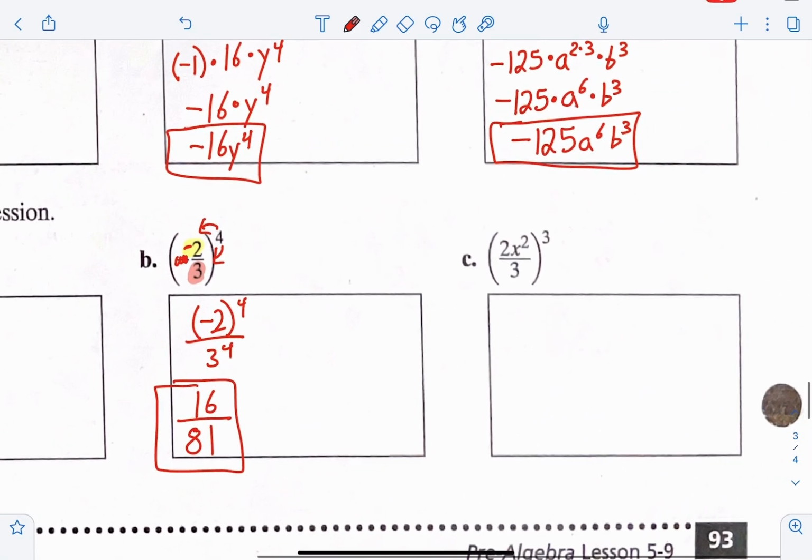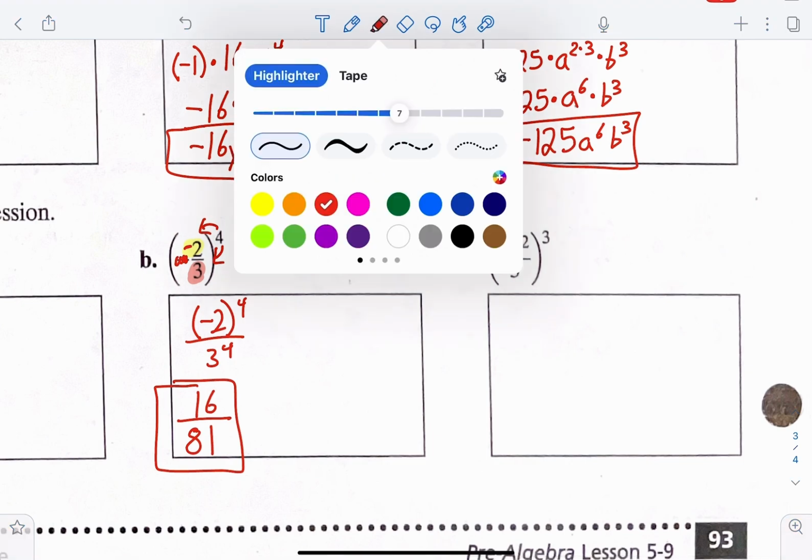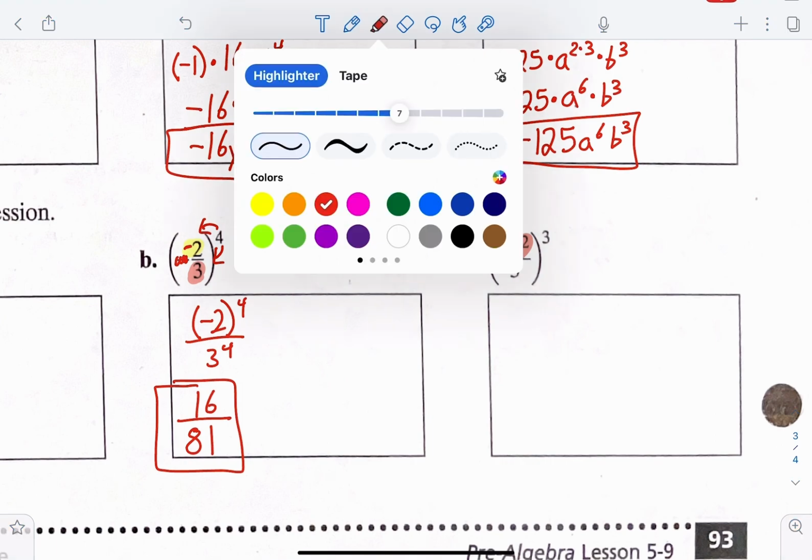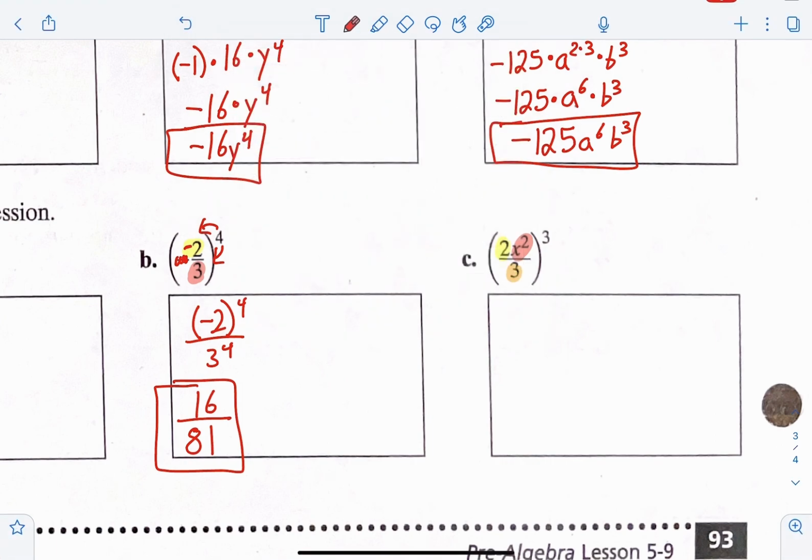Okay, I want you to try C on your own, but this kind of combines both types. So on the top, you have a 2, and you have an x to the 2, and then on the bottom, you have a 3. So that 3 is going to get applied to all of these pieces in a fraction form. So on the top, you're going to have similar to the other problems, and then on the bottom, you'll just have 3 to the 3. So go ahead and try C on your own, pause the video, and then we'll come back and go over the answer together.